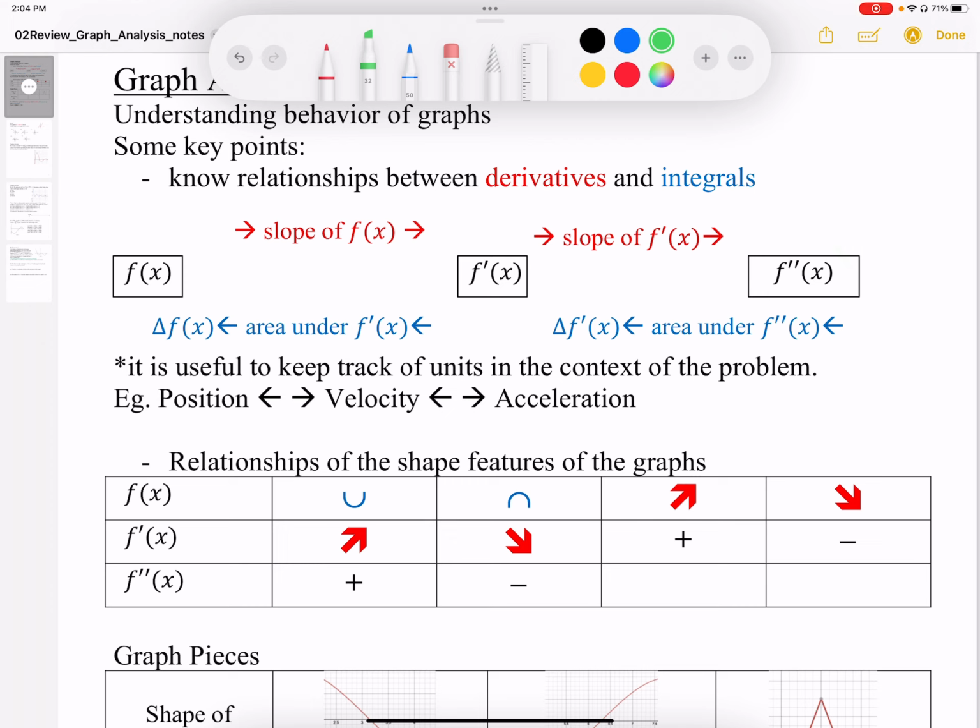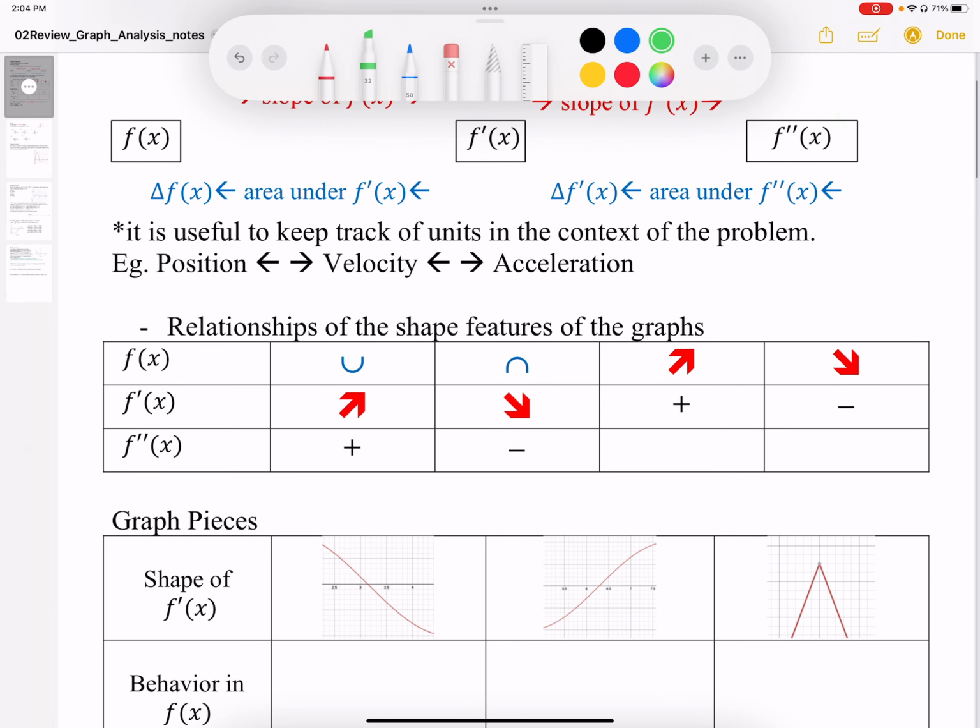A good example of that is when we talk about position, velocity, acceleration. The derivative of position is velocity, derivative of velocity is acceleration. And if we anti-differentiate acceleration, we get velocity, or the area underneath acceleration is a change in velocity. Area under velocity is a change in position, or displacement.